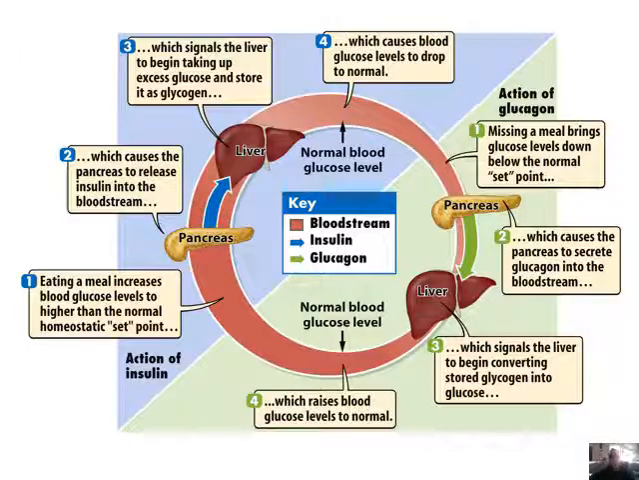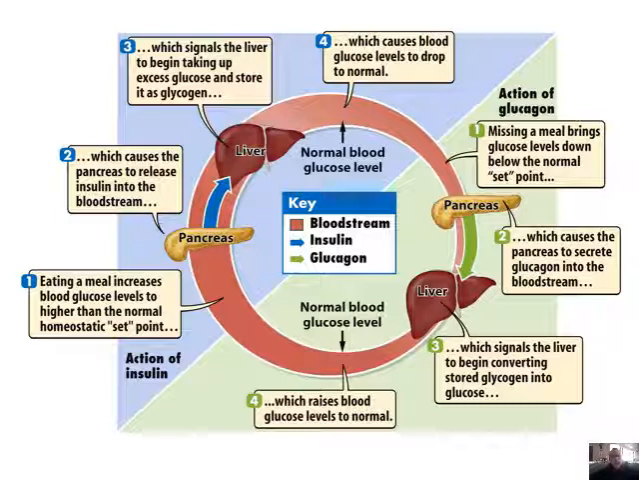Let's look at this particular picture as well. If you guys want to draw this, you're more than welcome to. It's a nice way of understanding what is going on. Okay, so we're going to look at the action of glucagon first. Missing a meal brings the glucose levels down below the normal set point. So you can imagine there has to be some sort of equilibrium, or some sort of range where the body will not constantly be fighting this up and down, up and down, which it does, but mainly when it drops below that range where it should be, which causes the pancreas to secrete glucagon into the bloodstream.